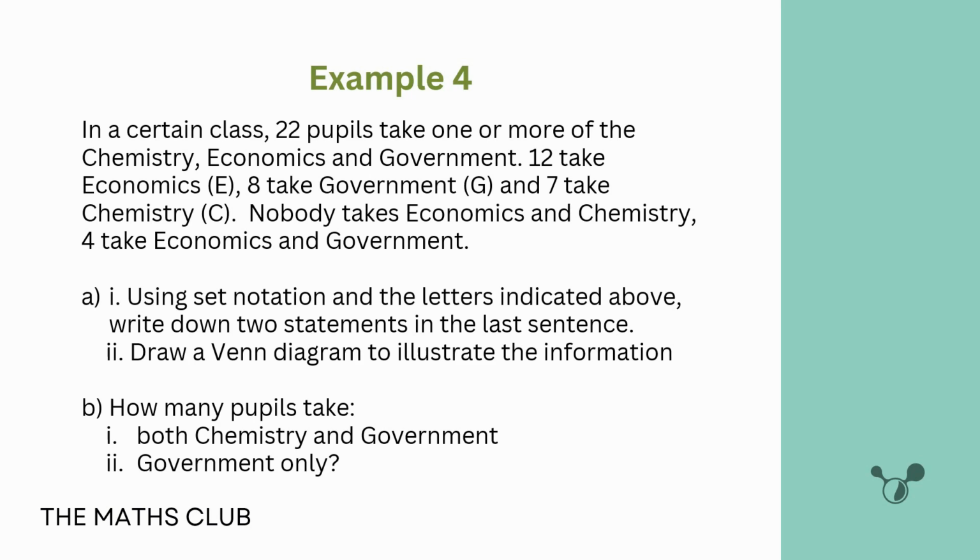This example says that in a certain class, 22 students take one or more of chemistry, economics, and government. 12 take economics, 8 take government, 7 take chemistry. Nobody takes economics and chemistry. 4 take economics and government. Using set notation and the letters given above, write down two statements in the last sentence. Draw a Venn diagram to illustrate the information, and then find how many people take both chemistry and government only.